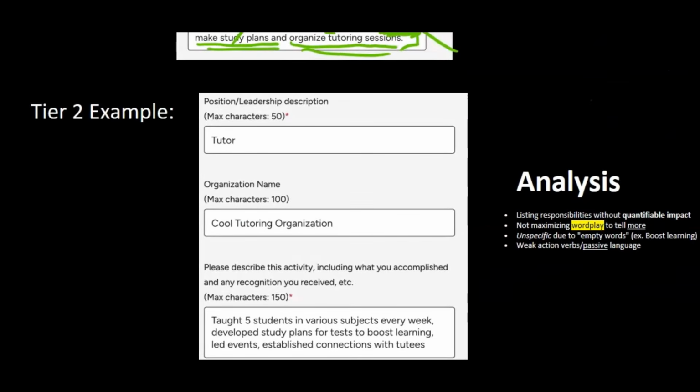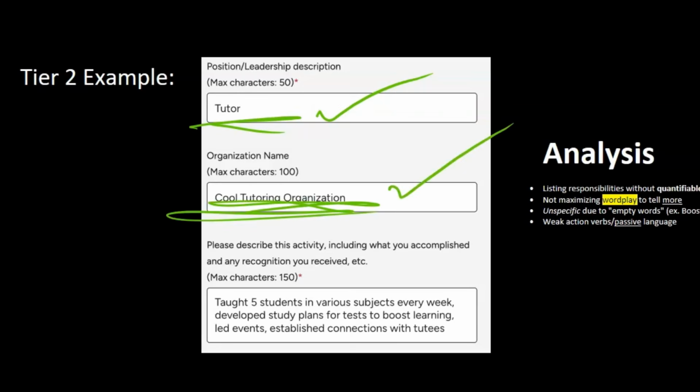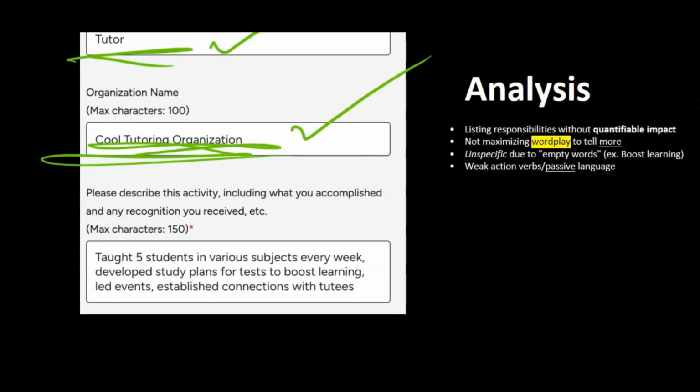But now let's move on to a tier 2 example. I think you'll be able to relate to this one a lot more because it's not the bottom of the barrel, and it actually makes an attempt to describe the activity in a good light. So we've got tutor, the same thing we had before, at a tutoring organization. Taught 5 students in various subjects every week, developed study plans for tests to boost learning, led events, established connections with 2 T's.